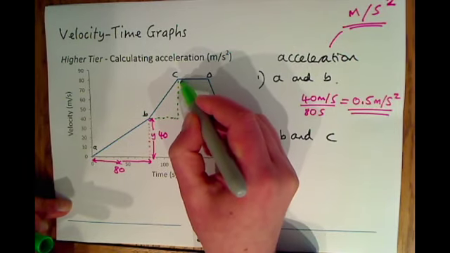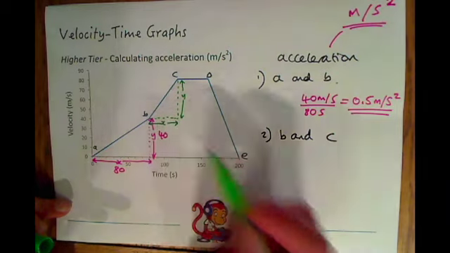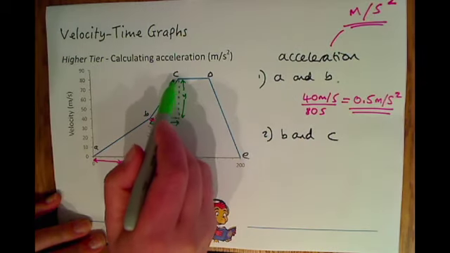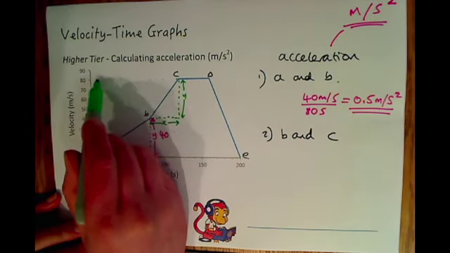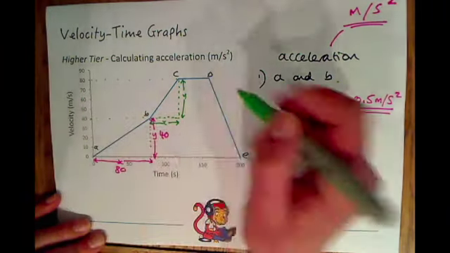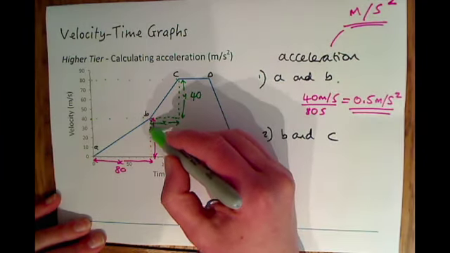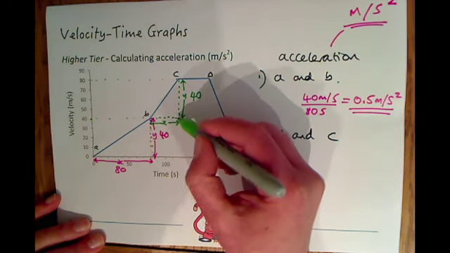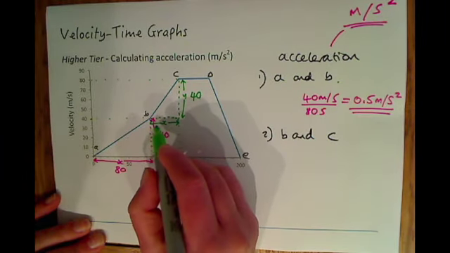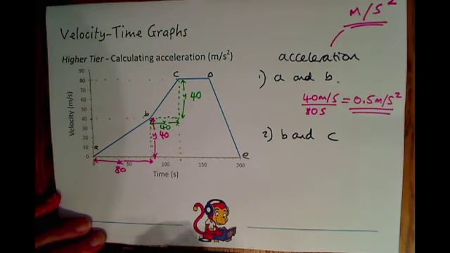We need to find the difference in y here and the difference in x here. So if we extend these dotted lines down to the axes, it will help us. First of all, go across here. We're looking at the difference between 80 and 40, that's our y, so we've got 40 meters per second here, and for the difference in x we've got between 80 and 120, so the difference is 40, so our x value is 40.